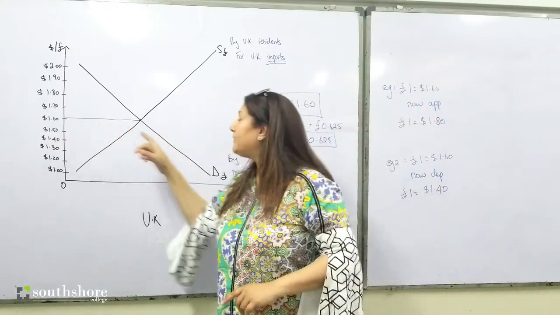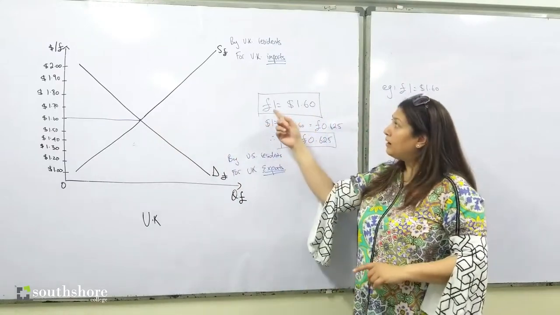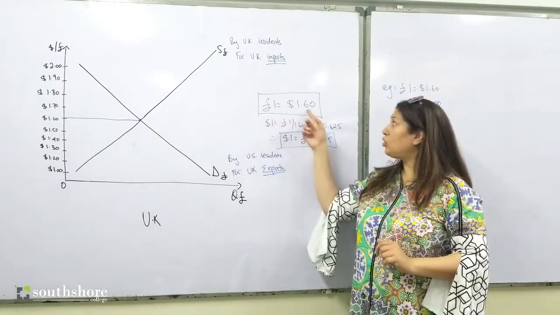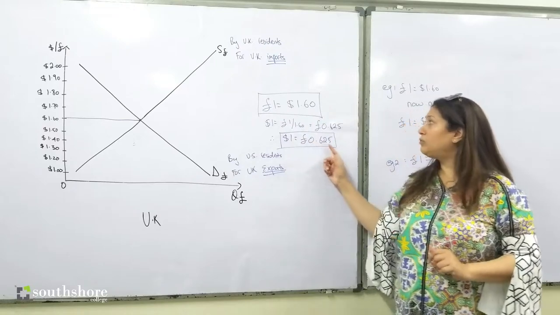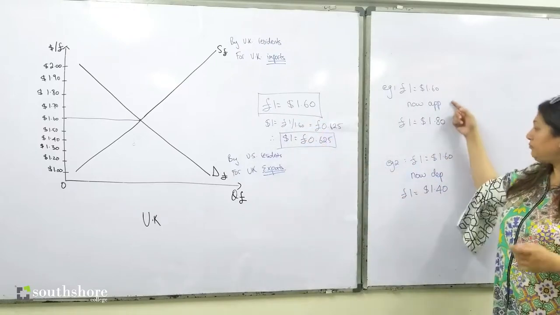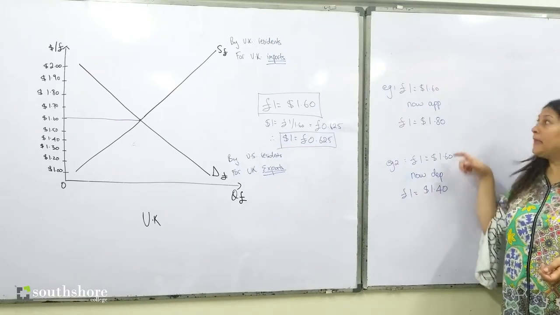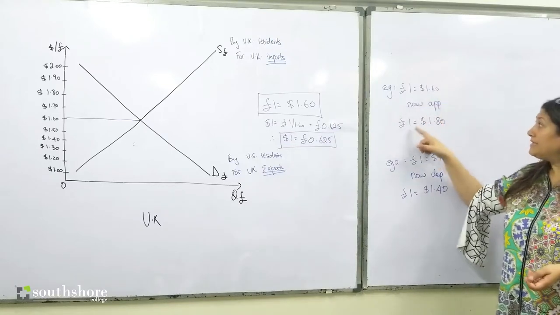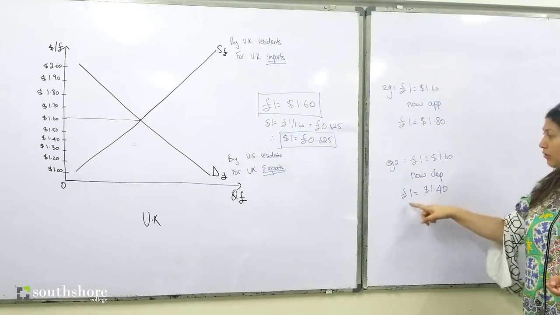Where the two intersect gives us an equilibrium exchange rate. You can look at it both ways. £1 is $1.6 or $1 is £0.625 by simple mathematical division. I've introduced the terms appreciation and depreciation to you. Appreciating pound means that it's getting stronger. A depreciating pound means that it's getting weaker.